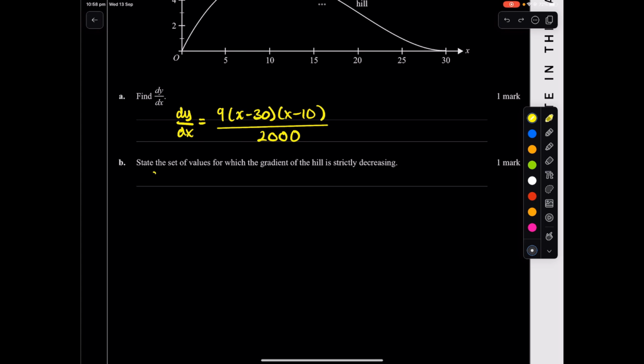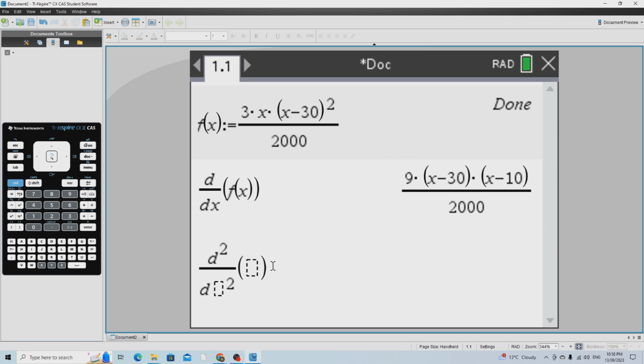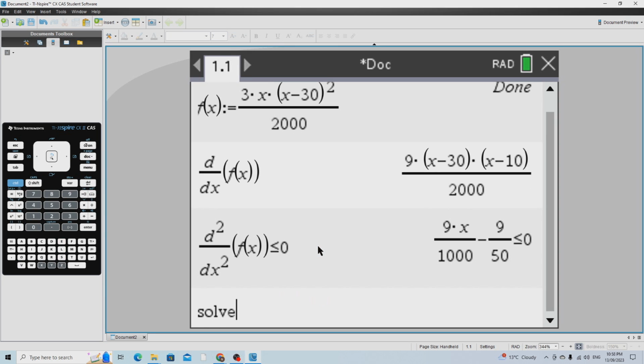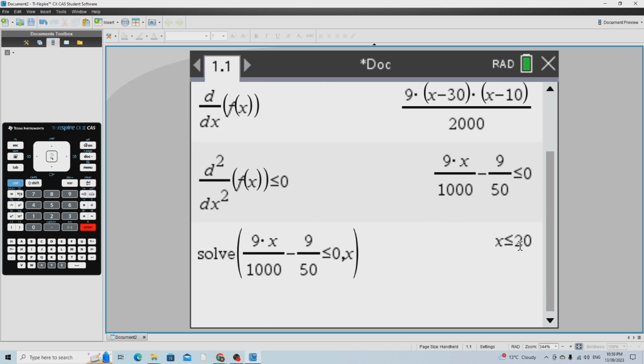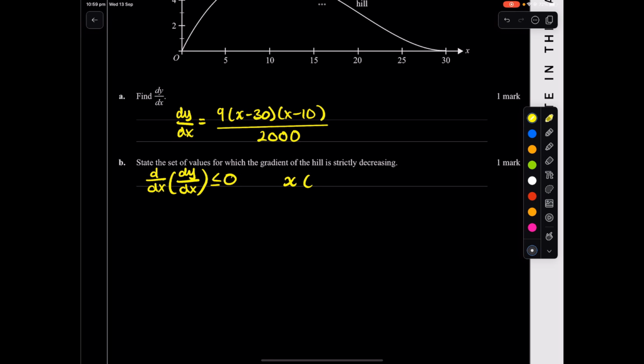So we're going to say d/dx of dy/dx, like the double derivative of this function, where it's less than or equal to 0, where it's strictly decreasing. We're going to calculate that. So I'm just going to go on this and say, in terms of x, the double derivative of the function f of x, where it's less than or equal to 0. And I'm going to solve that. Answer, comma, x. And that gives us that x is less than 20. So we can say that x is an element from negative infinity to 20 inclusive.